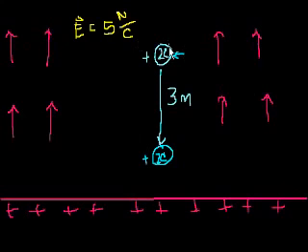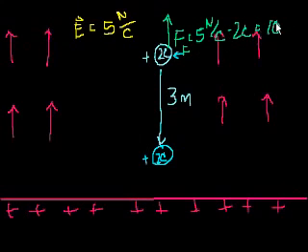So if you want to know the force of the field at that point, let me draw that in a different color. The force of the field acting on it. So the force of the field is going to be equal to 5 newtons per coulomb times 2 coulombs, which is equal to 10 newtons. And we know it's going to be upward because this is a positive charge, and this is a positively charged infinite plate. So we know this upward force of 10 newtons.